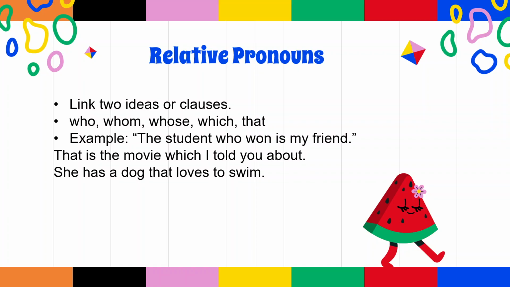So relative pronouns. Relative pronouns link two ideas or clauses together. For example, who, whom, whose, which, that. For example, the student who won is my friend. So you see here, these are linking two ideas. First idea is the student and second idea is my friend. So you have two ideas or two clauses here that are joined by the word who. So who becomes the relative pronoun.